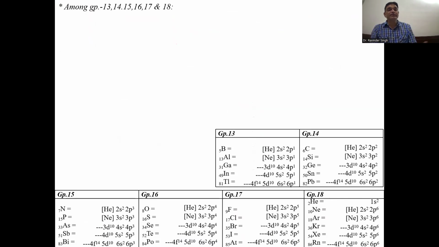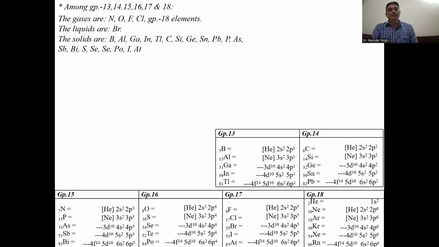Next, among groups 13 to 18, you will see nitrogen in group 15 is a gas, oxygen in group 16 is a gas, fluorine and chlorine in group 17 are gases, and all group 18 elements are gases. In group 17, the only non-metal liquid is bromine. The others are solids. The radioactive elements are polonium, astatine, and radon.